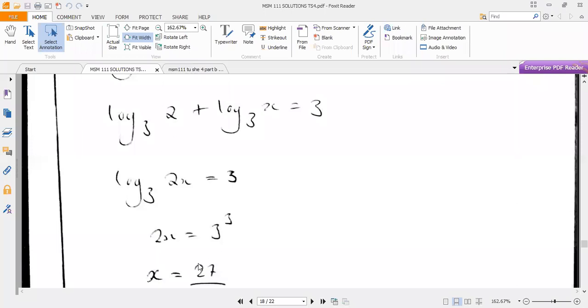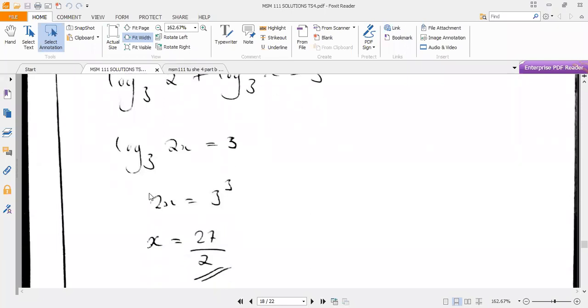Now, what is 3 to the power 3? It's 27, isn't it? Now, when you divide 27 by this 2 so that we solve for x, we are getting 27 over 2. You can leave it like that, because you have noticed that 27 divided by 2 will give us a remainder. So you can leave it in that form. It's also okay. You get your full marks.